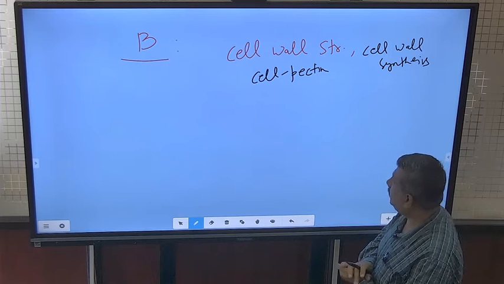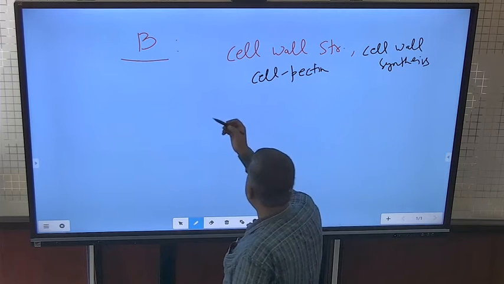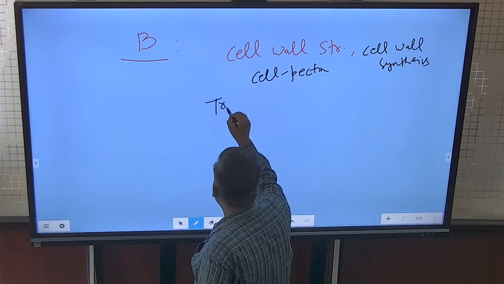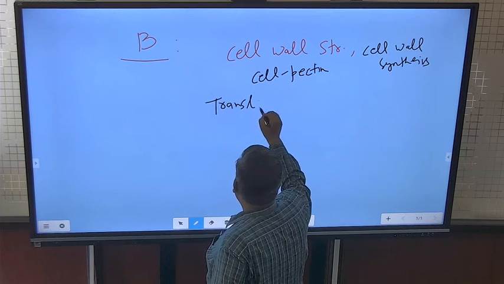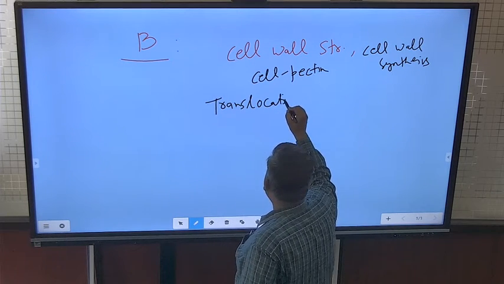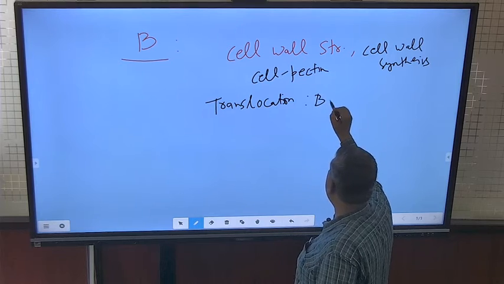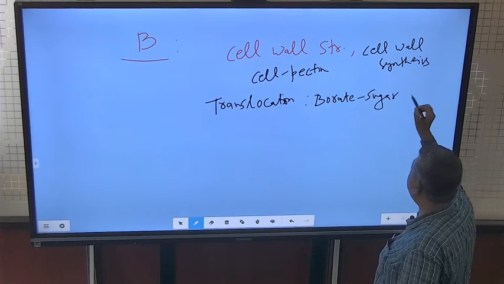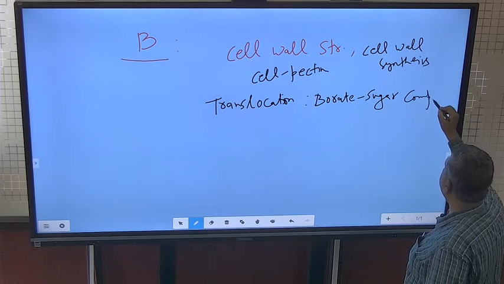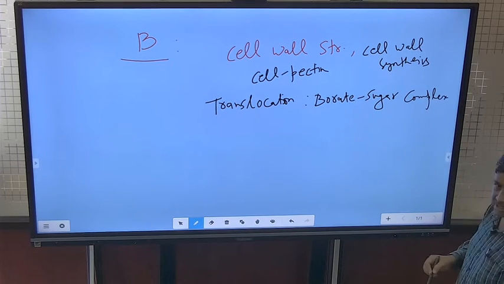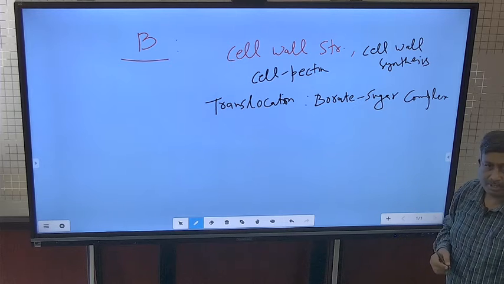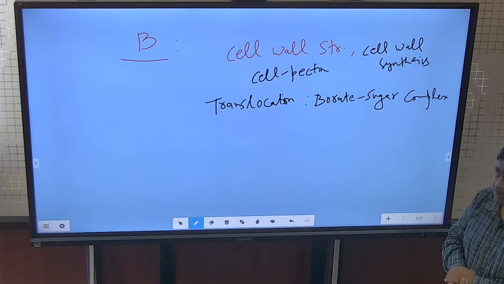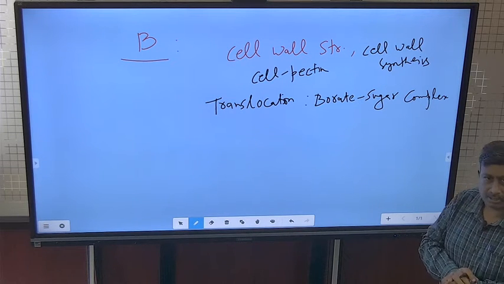Another important role of this boron is in translocation of sugar, and this translocation occurs because there are borate sugar complexes. So boron makes complex with sugar, and these complexes are responsible for translocation of sugar to other plant parts. So translocation is another important part.